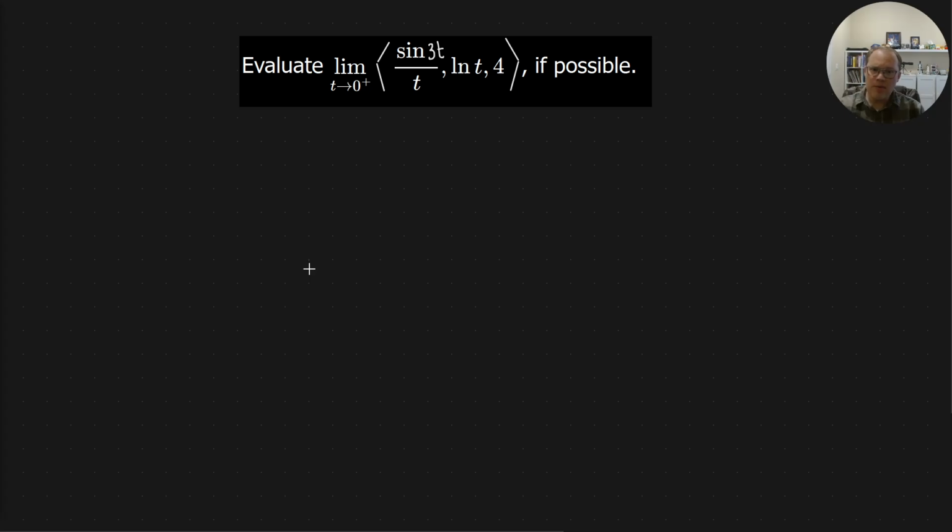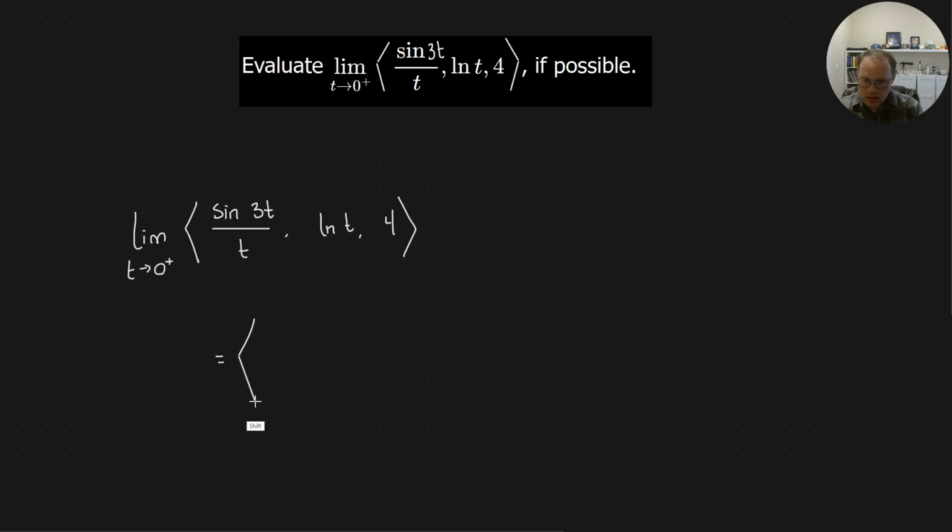So the limit will only exist if the limit for each component exists. So the limit as t approaches 0 from the right of sine of 3t over t, natural log of t, 4 would be equal to, if it exists, the limit as t approaches 0 from the right of just the first component, the limit as t approaches 0 from the right of just the second component, and the limit as t approaches 0 from the right of just the third component.